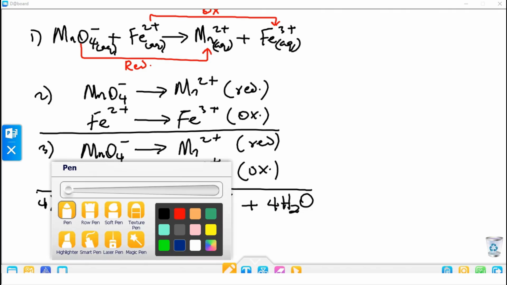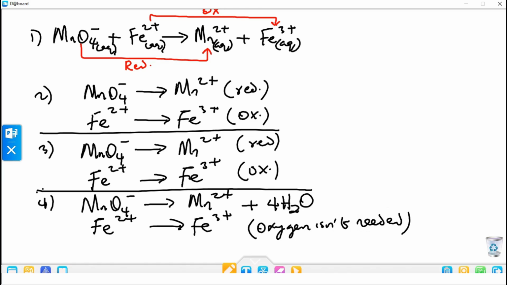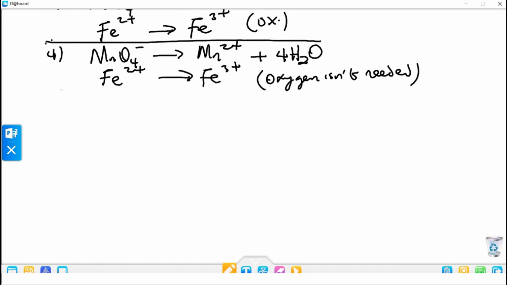The next is to go to the oxidation half cell, iron 2 to iron 3. Do we need to balance oxygen here? No, it is not needed. Oxygen isn't needed here because oxygen is neither at the left nor at the right. So there is nothing like balancing oxygen at the oxidation half cell. So we simply have to move forward. We have seen step 4 now. So let's take a look at our next step, step 5.